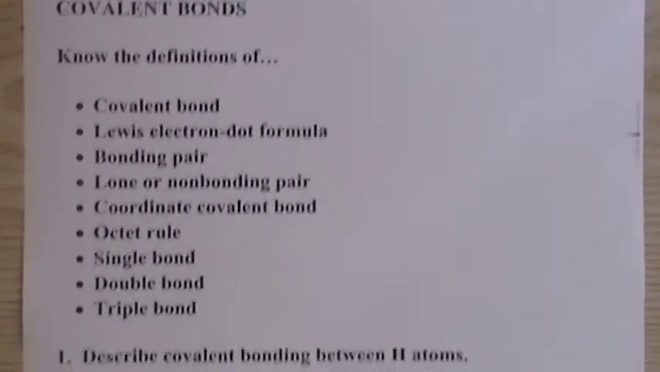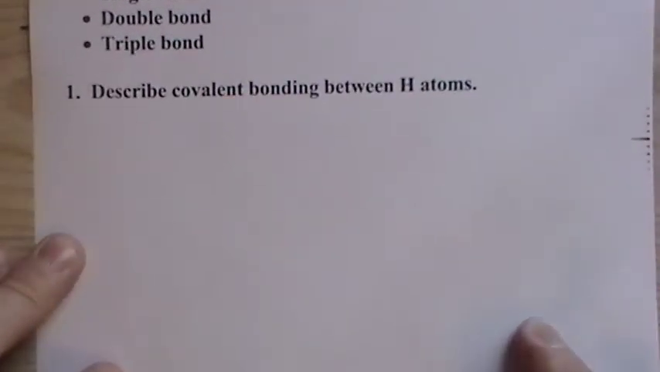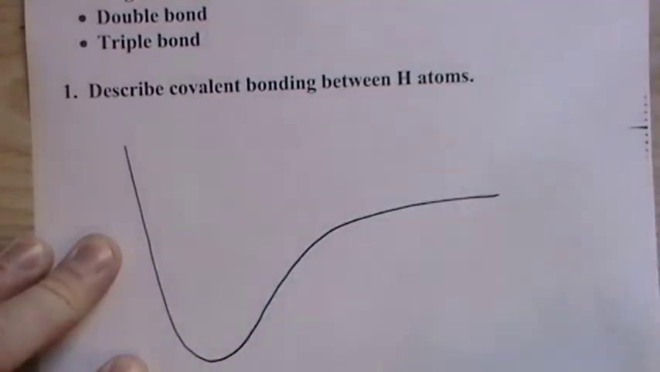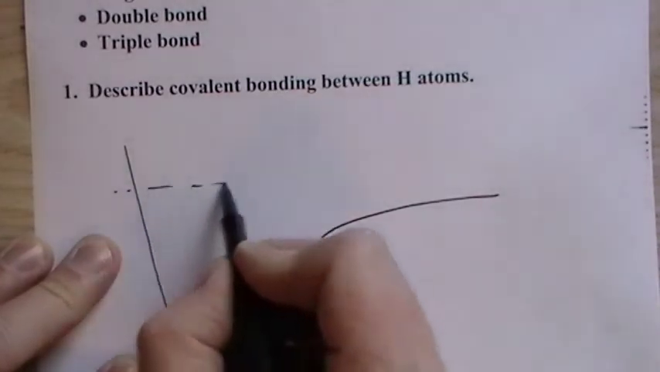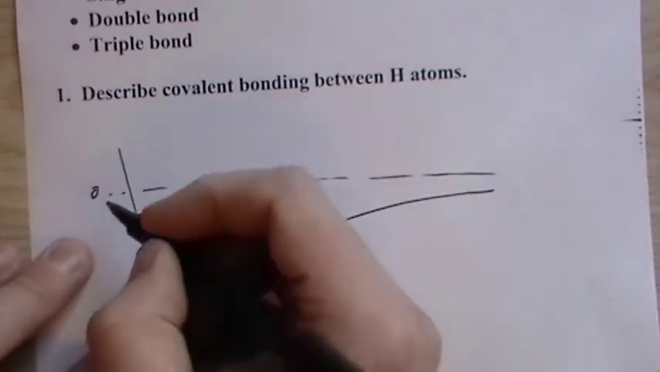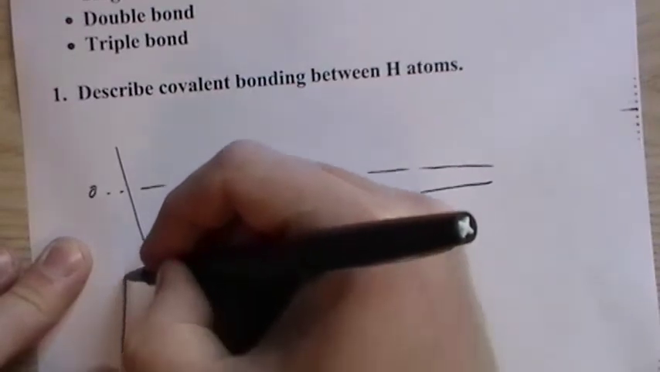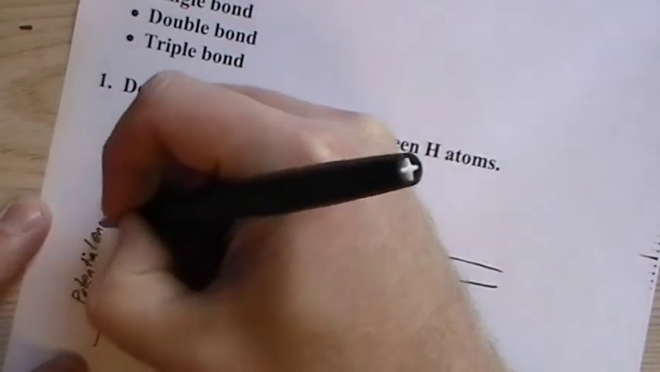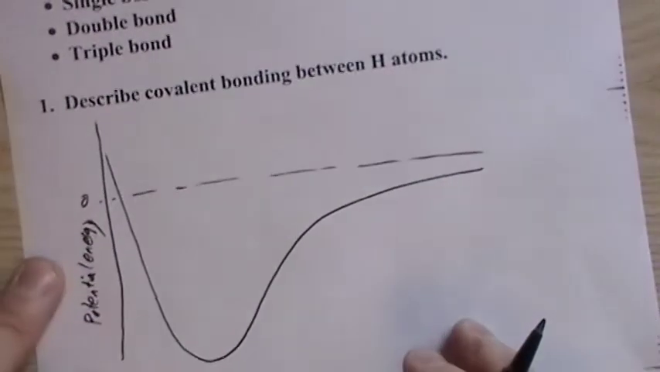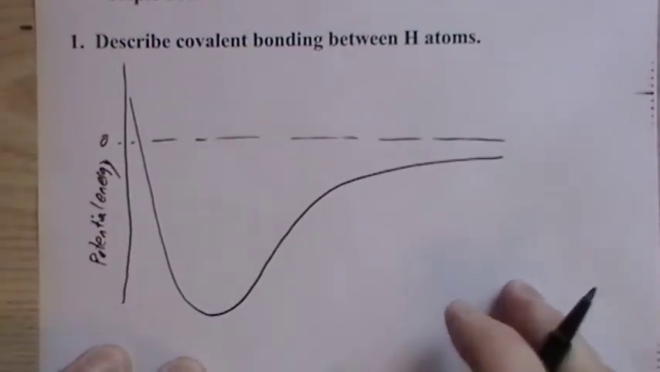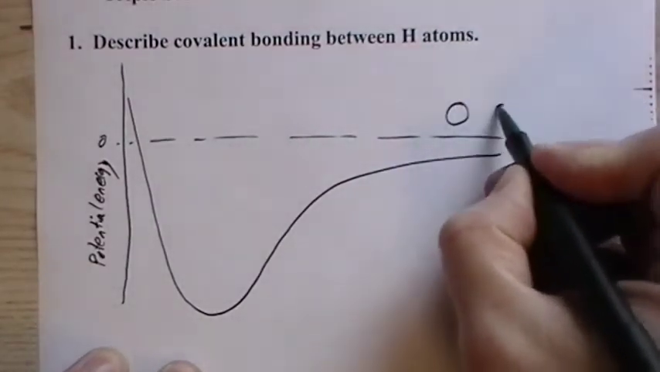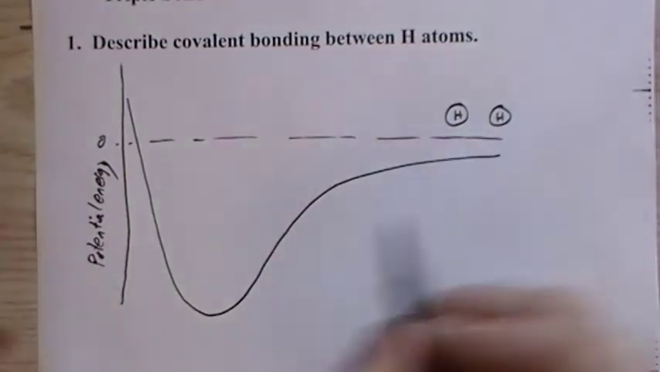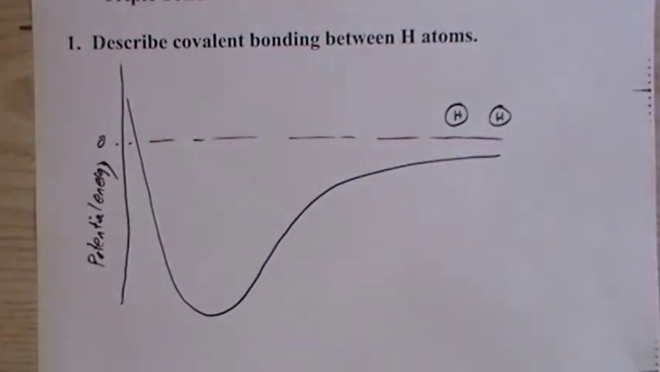Okay, covalent bonds. So we talked about ionic bonds, now we're on to covalent bonds, and the best way to describe this is with this potential energy diagram. This is zero energy. We call it potential energy, the energy that's stored in the bond. Now, way far away here we have two hydrogen atoms that are separated from each other, so the potential energy between them, the attraction between them, is very slight.